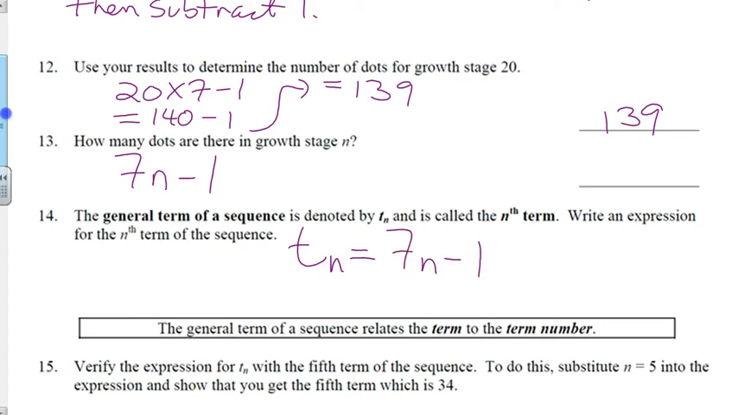minus 1. When you're coming up with a formula for a sequence, you can check it against the sequence you're given. You can check by saying, if n is 1, then t1 is 7 times 1 minus 1, which is 6. If n is 2, t2 is 7 times 2 minus 1, which is 14 minus 1, 13. If n is 20, then it's 7 times 20, which is 140 minus 1, which is 139. So my formula works. The general term of a sequence relates the term to the term number. So which term? I want term 20, term 50, term 100.